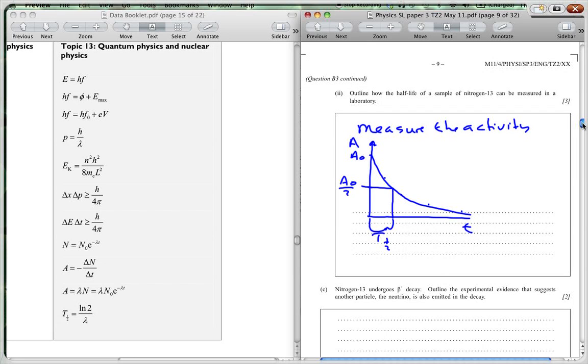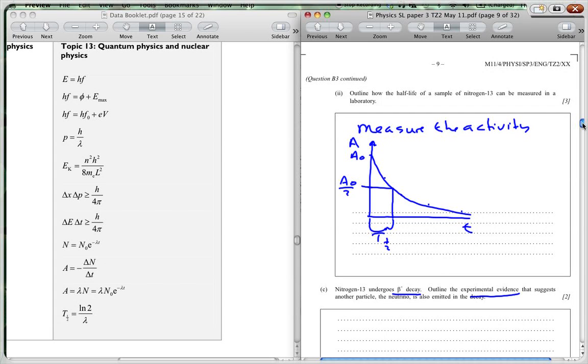And then nitrogen 13 undergoes beta decay. Outline the experimental evidence that suggests that another particle, the neutrino, is also emitted in this decay. So it forms beta positive decay. Outline the experimental evidence that supports that another particle is emitted at that time.